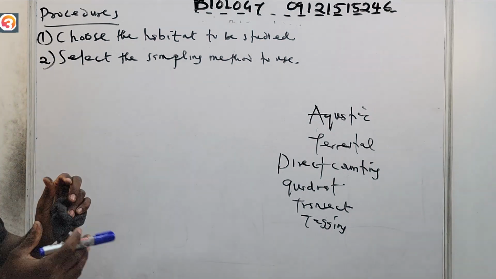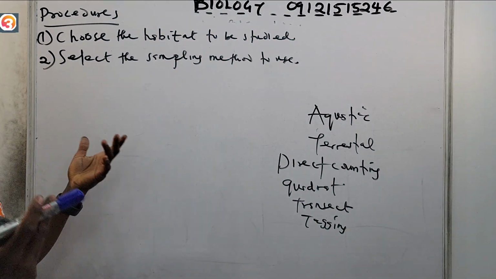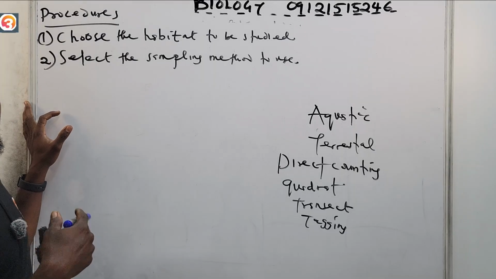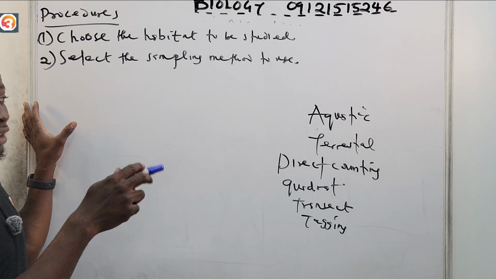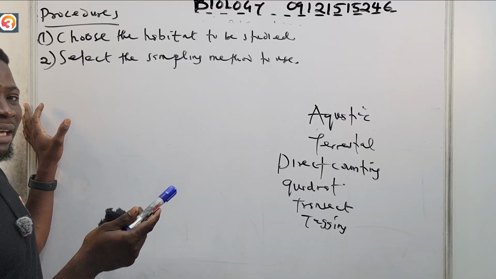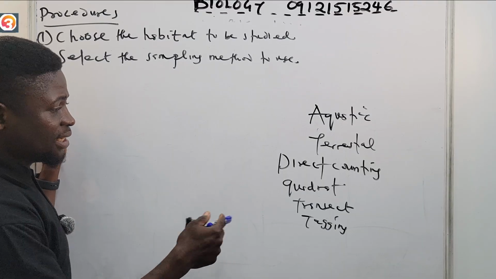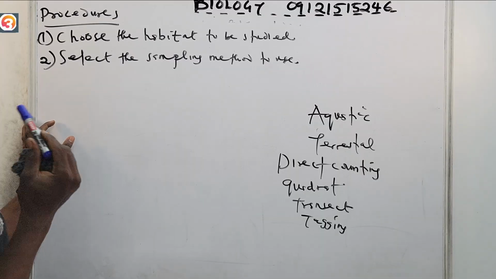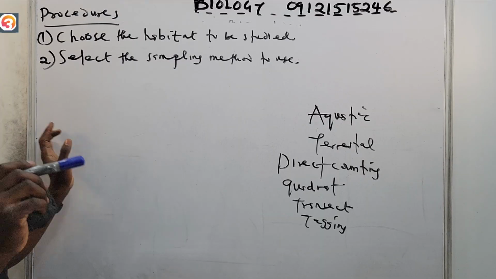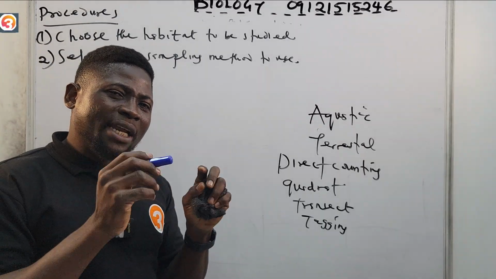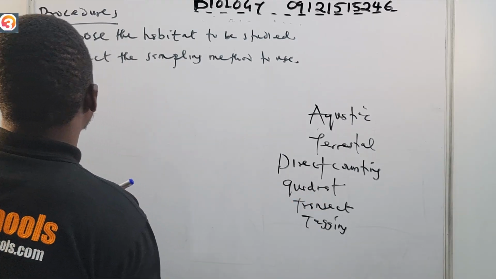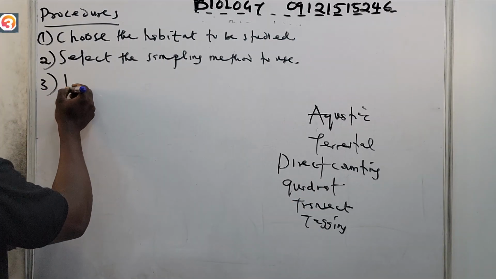It is the habitat that you first of all chose that will make you know whether you are going to use any of these methods. If you are on terrestrial land, the ones that will be very good will be quadrat, transect, and tagging. So you must select the sampling method to use when you want to carry out population studies. Number three, you must identify the different types of organisms.